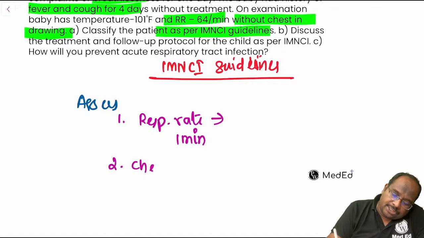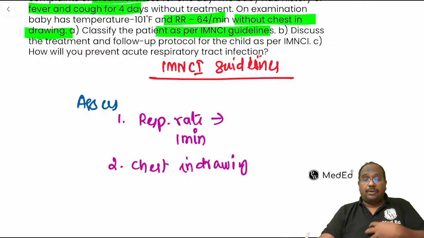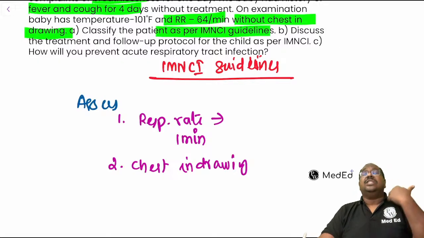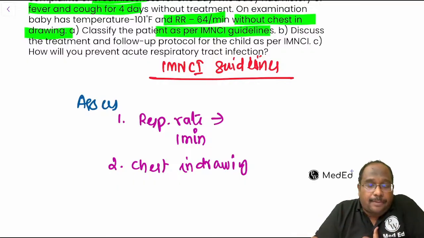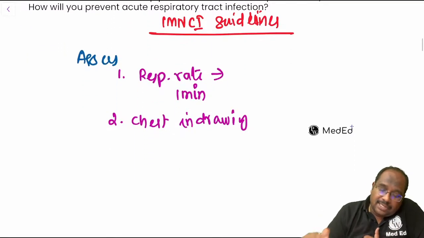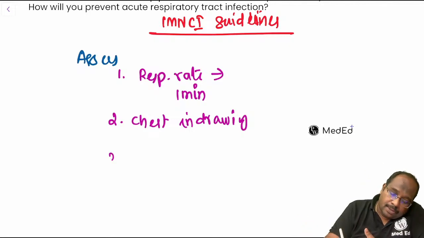Second, look for chest indrawing. You have to see the lower chest during inspiration. During inspiration, there will be indrawing. So that is chest indrawing. That tells us whether the child is having pneumonia or not. Okay, fine. Third, you should look for danger signs.